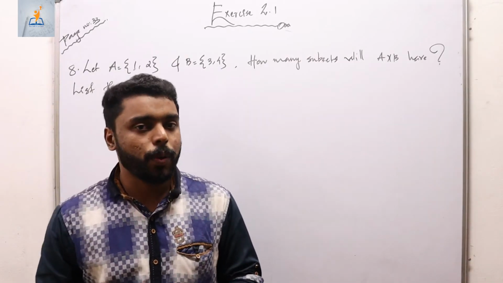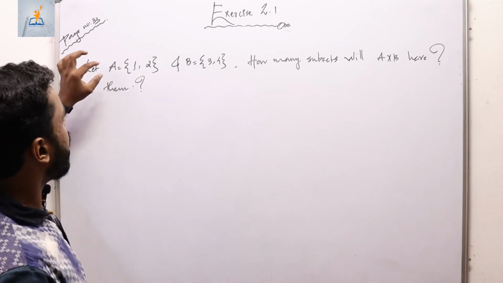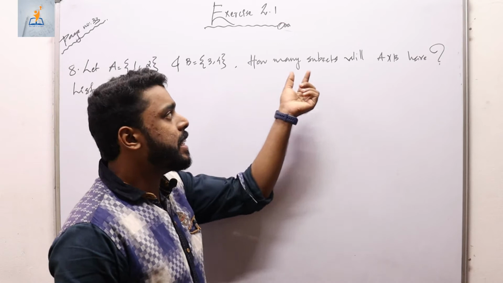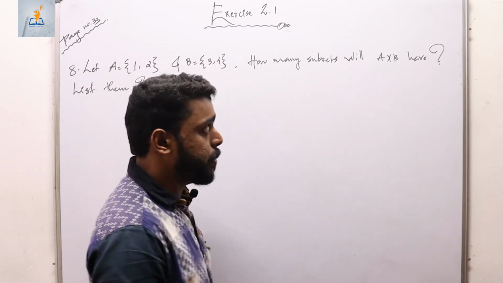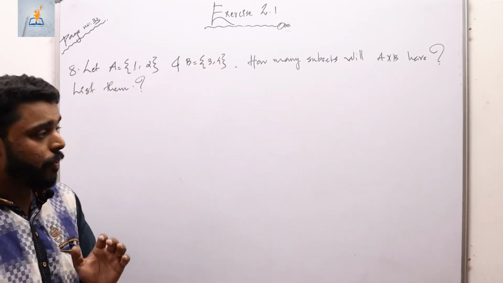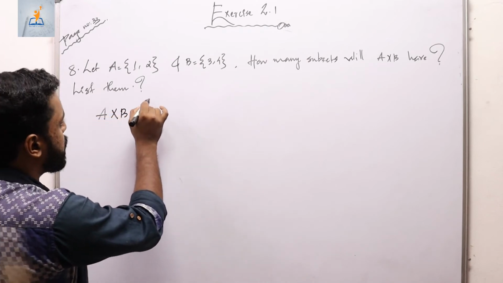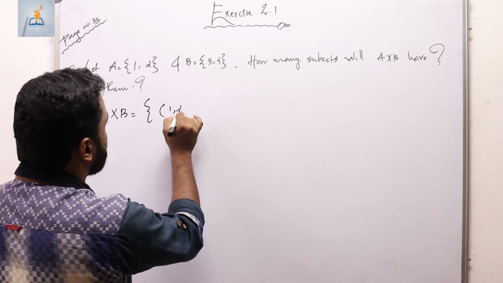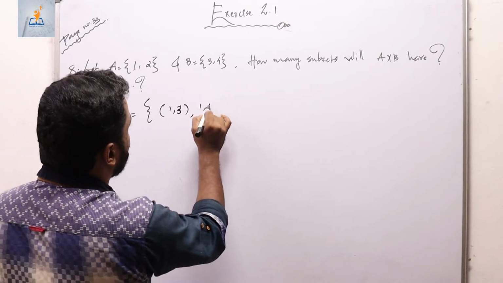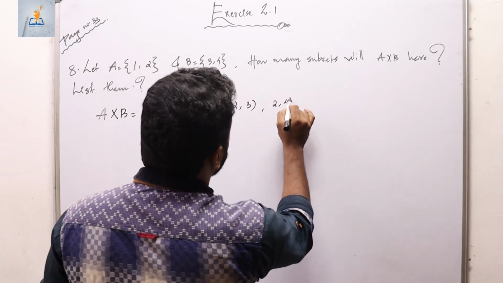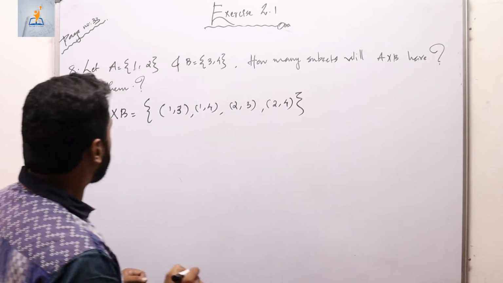Coming on to the 8th question, the question is that let A is equal to the set {1, 2} and B is equal to the set {3, 4}. How many subsets will A cross B have and list them? We know that A cross B can be easily evaluated as the set {(1,3), (1,4), (2,3), and at the last (2,4)}. So this is the set A cross B.